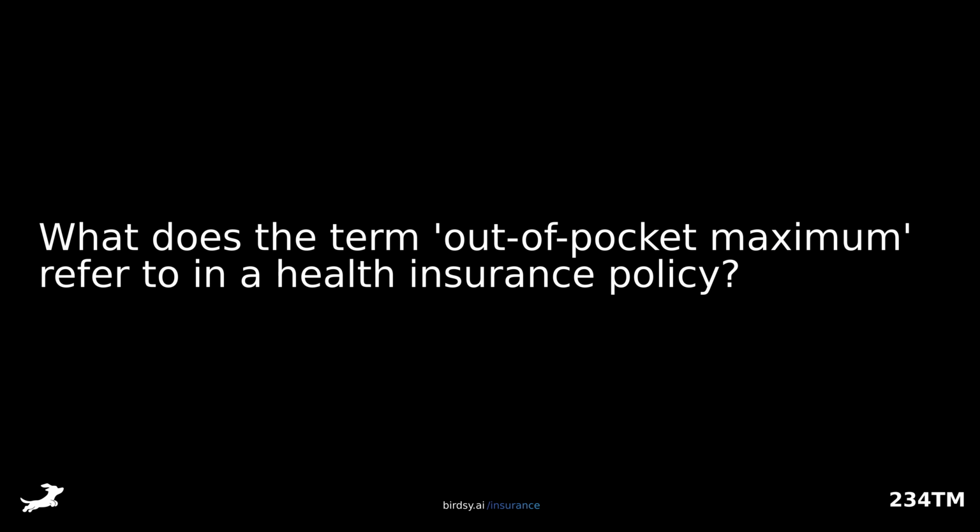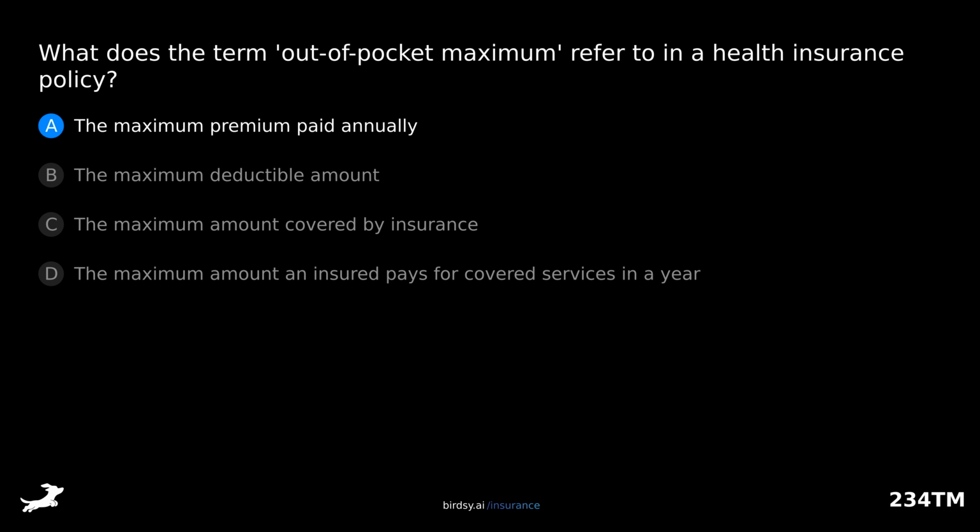What does the term out-of-pocket maximum refer to in a health insurance policy? Is it A, the maximum premium paid annually, B, the maximum deductible amount, C, the maximum amount covered by insurance, or D, the maximum amount an insured pays for covered services in a year?